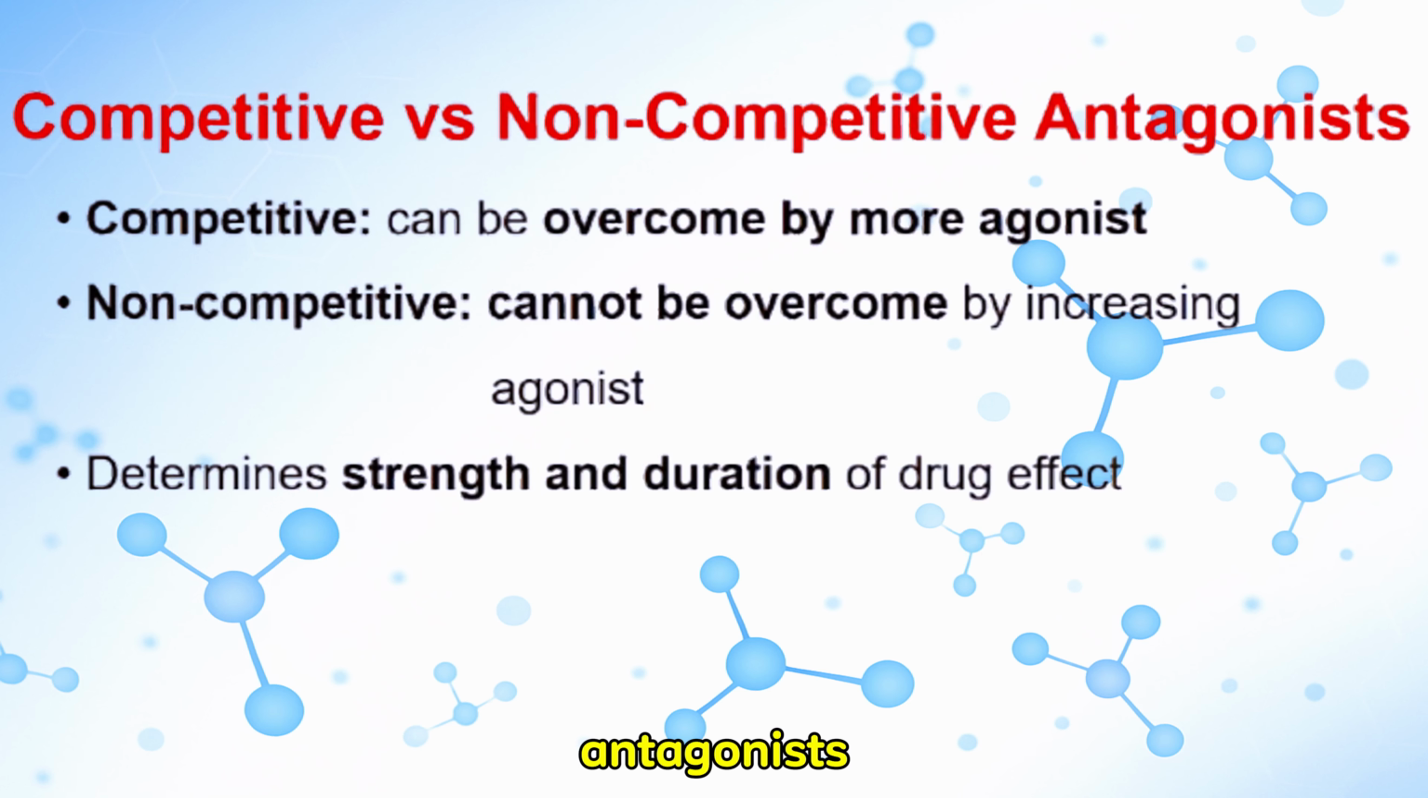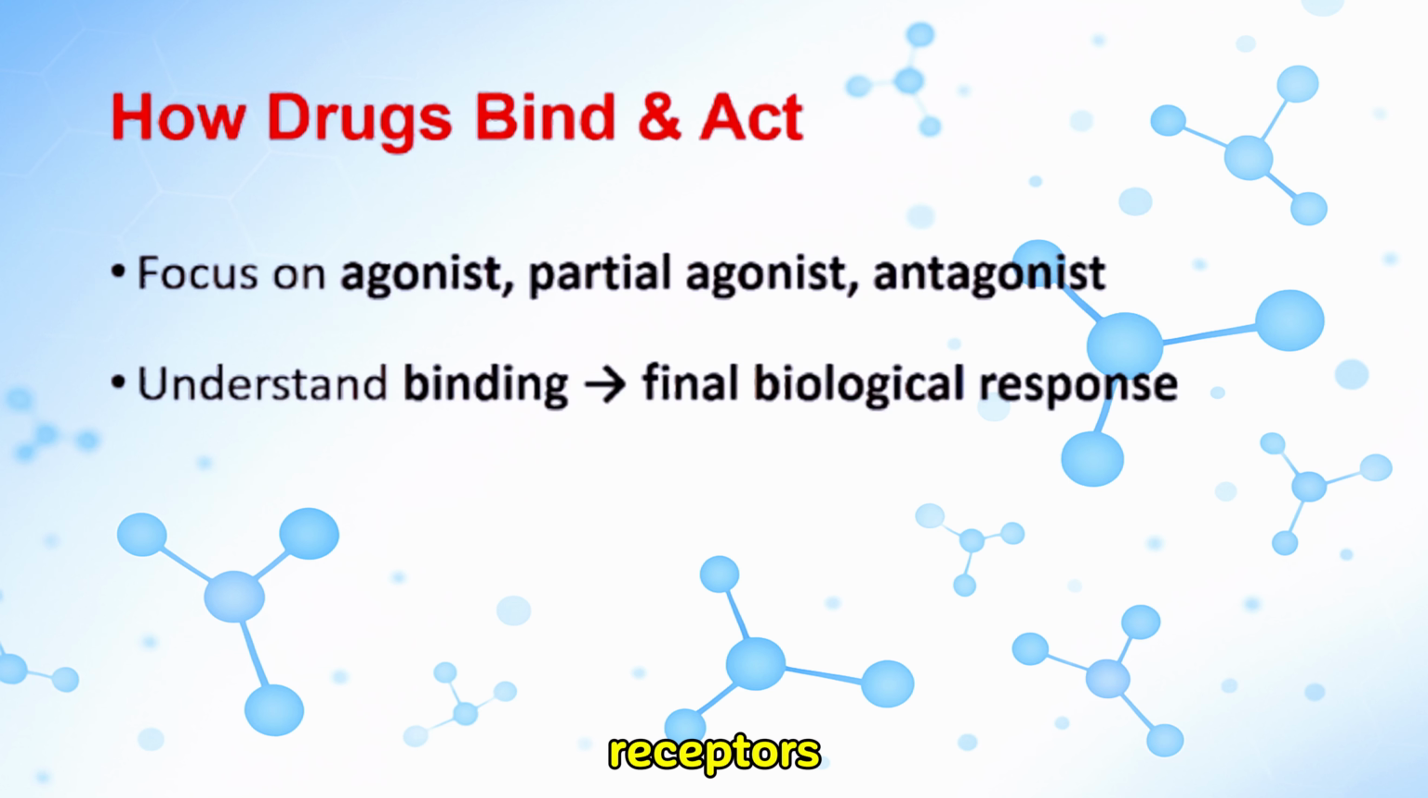But not all antagonists behave the same way. Some can be pushed aside by increasing the dose of the agonist. These are called competitive antagonists. Others block the receptor in a way that cannot be overcome no matter how much agonist is given. These are called non-competitive antagonists. To understand this better, let us now explore how different types of drugs bind to receptors. We will focus on agonists, partial agonists, and antagonists, and examine how their actions determine the final biological response.